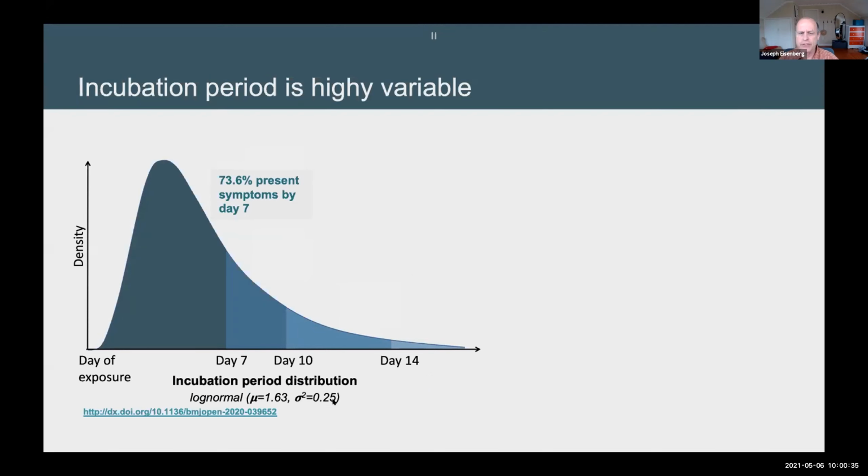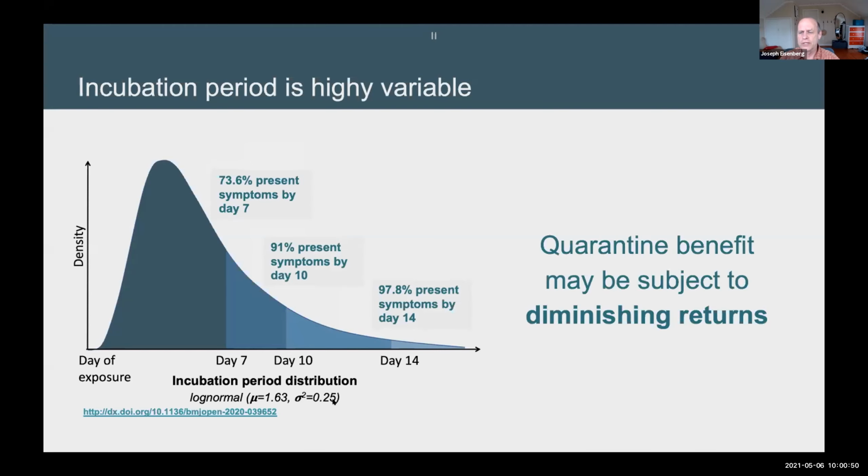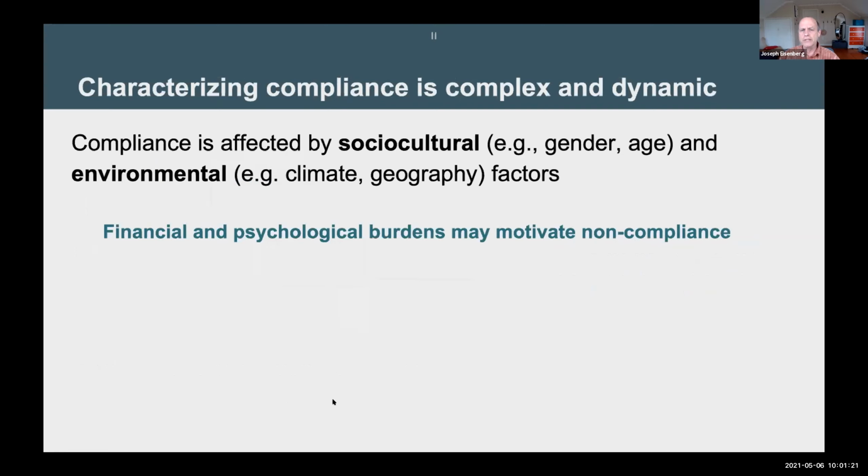If we look at the incubation period for COVID-19, we see that by day 7, over 73% of the people who will present with symptoms have done so. By day 10, it goes to 91%, and by day 14, 97.8%. So even just looking at this distribution, we realize that quarantine benefit may be subject to diminishing returns: as we ask for a longer quarantine, the incremental benefits become less and less, while, as I'll talk about a little later, the costs increase. So it's important to think about the trade-offs between quarantine duration and compliance.